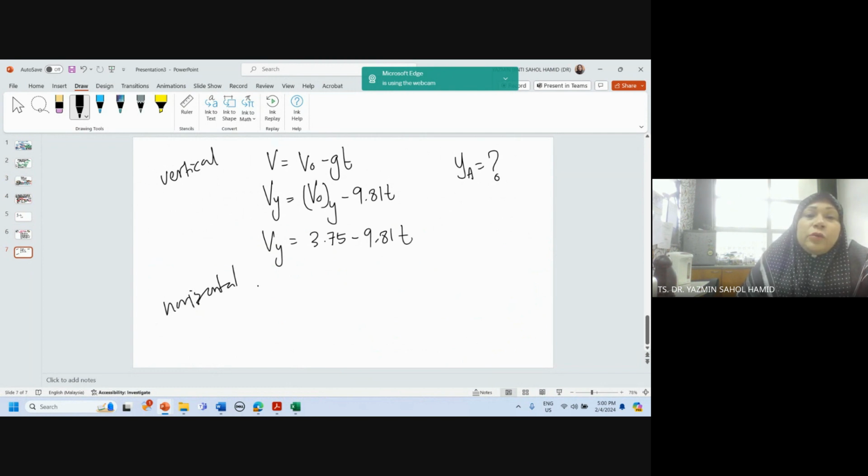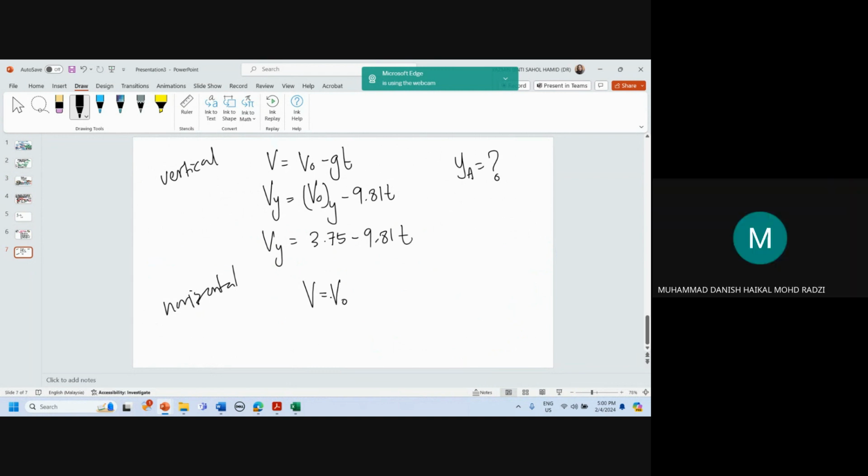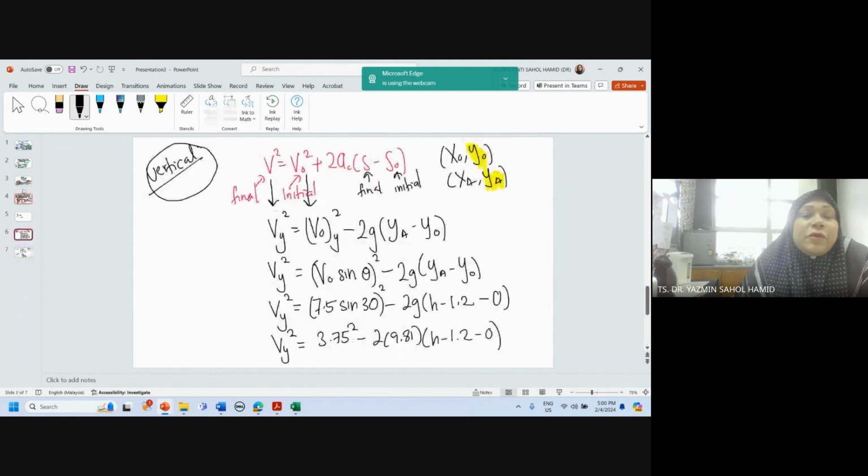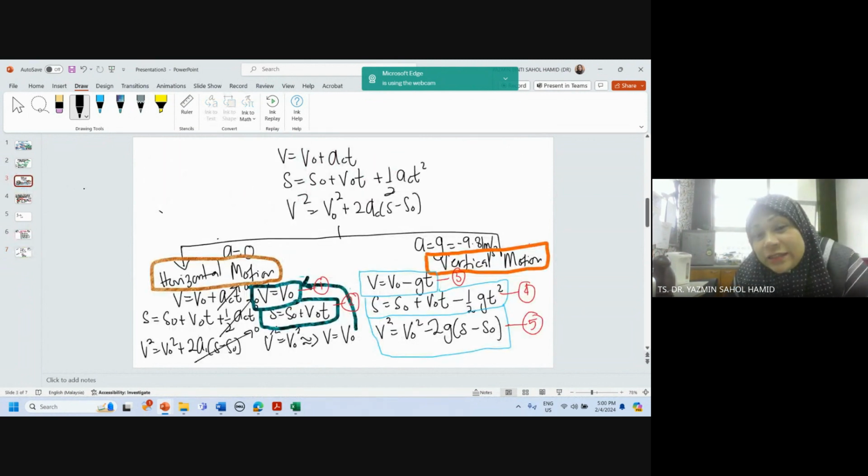For the horizontal, we know that V equals V naught. For horizontal, it means Vx equals V naught X. So you know what Vx is. V naught X is actually 6.5. Does it solve the problem? What do we want? Next, what else have we not tried? Any suggestions? We have two formulas we have not tried. Are we going to try all until we find the solution?